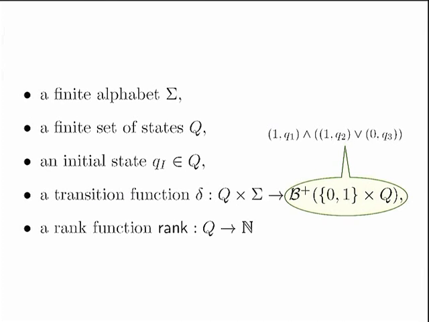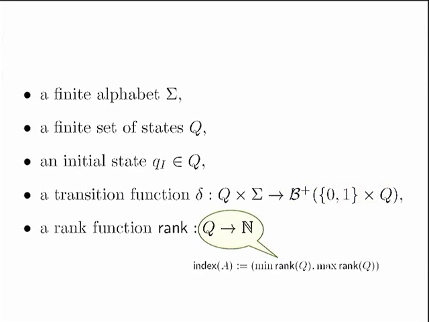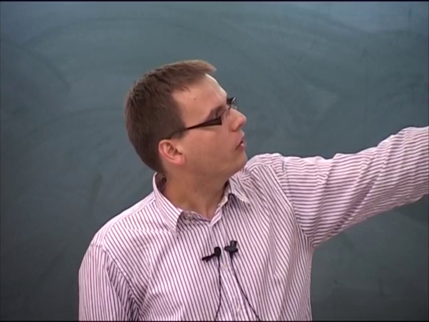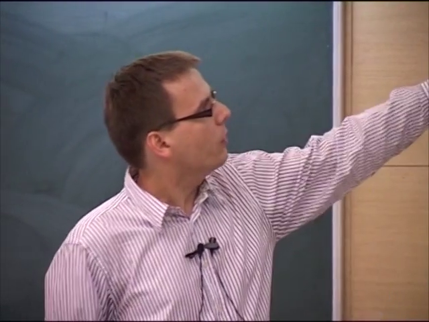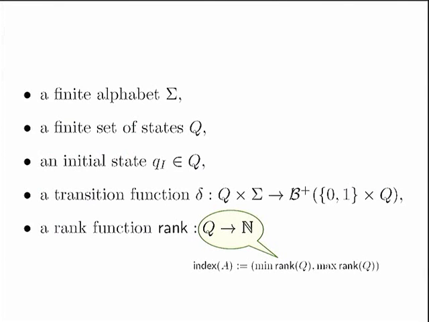This rank function is used to define accepting runs or accepting plays. I will talk a little bit about that in a second. The essential parameter of this model of automata is the number of ranks that you're using. It's not just the number, but also whether you start from an odd or even rank. This measure that's used for expressing how complex your acceptance condition is called index, and it consists of the minimal rank used and the maximal rank used.